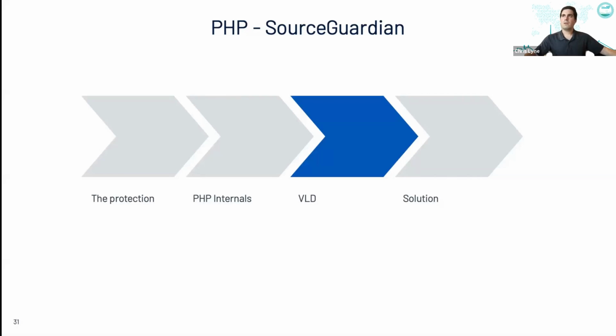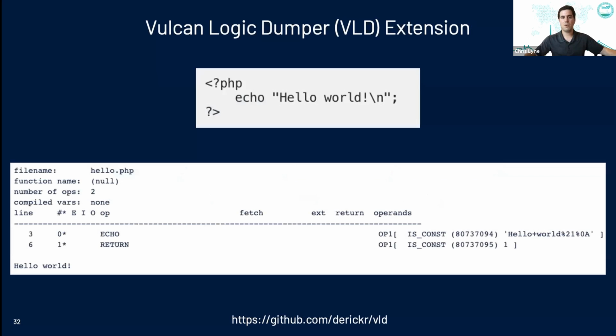Now, in order to pull this bytecode out that I was interested in, I used an extension called the Vulcan Logic Dumper. And the Vulcan Logic Dumper allowed me to dump the instructions of a PHP script. It did it at compile time. So when this source code is compiled into bytecode, that's at the point where it's dumping it. So as you can see, there's an echo that goes hello world and a return 1.